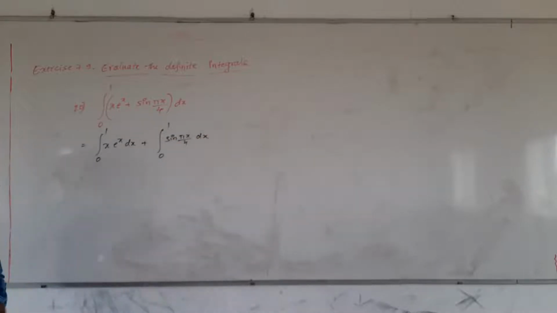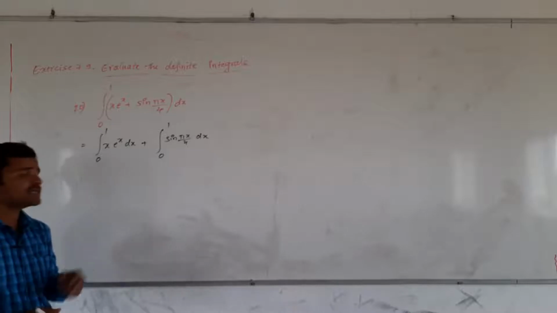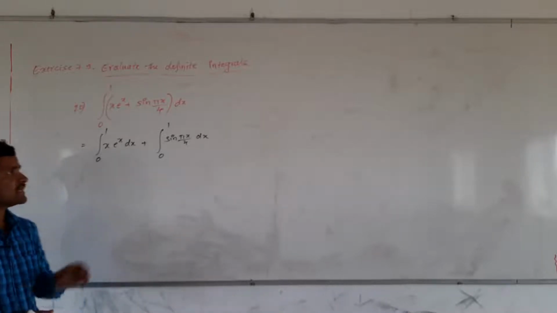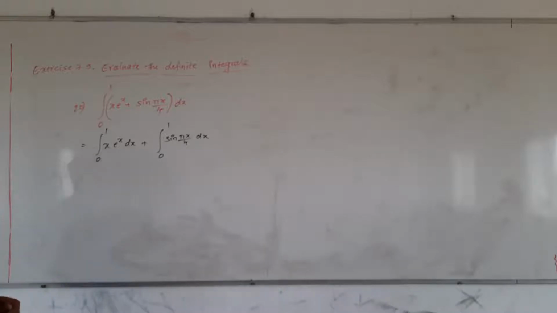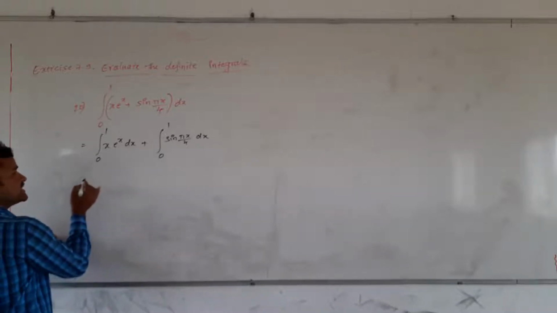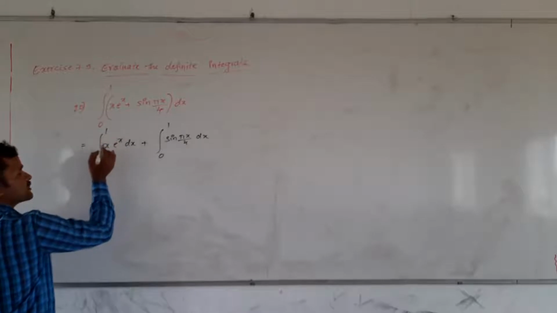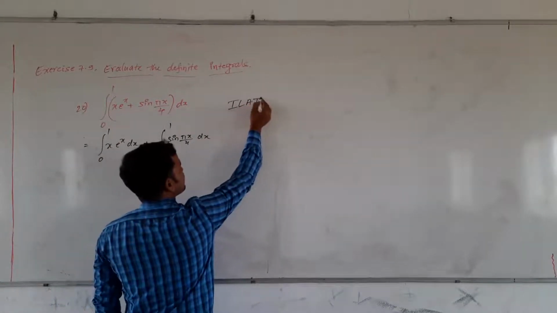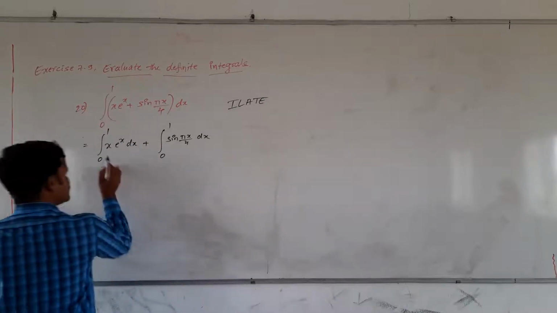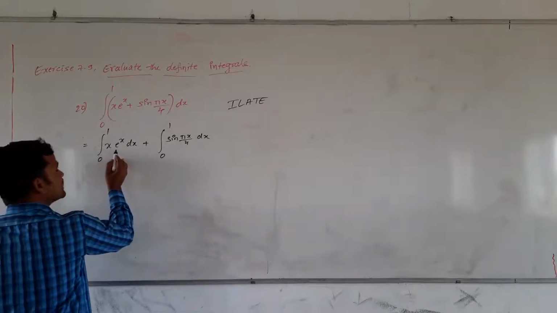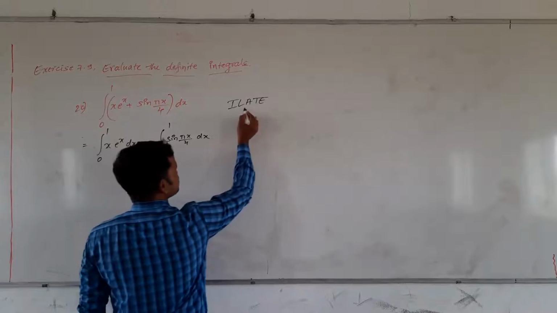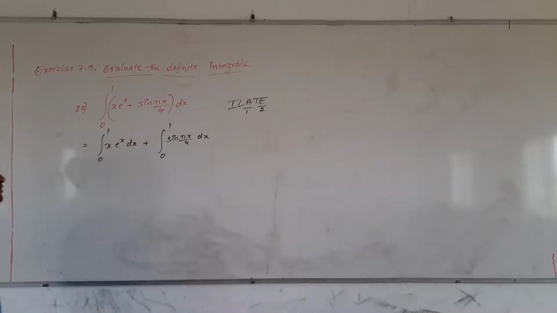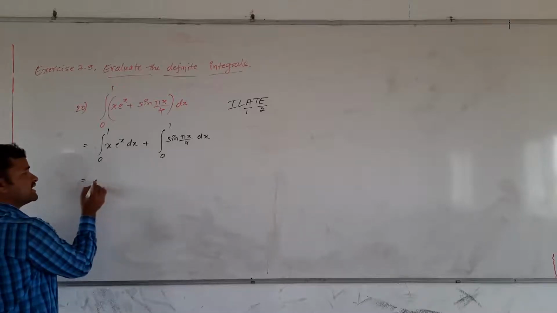How will you integrate the first one? We will integrate the first one using integration by parts. And what about the second one? The second one is direct integration. Integration by parts according to the Evaluator rule: x is an algebraic function, e raised to x is an exponential function. Algebraic will come first, followed by exponential. So, the product of two functions, integrating it.